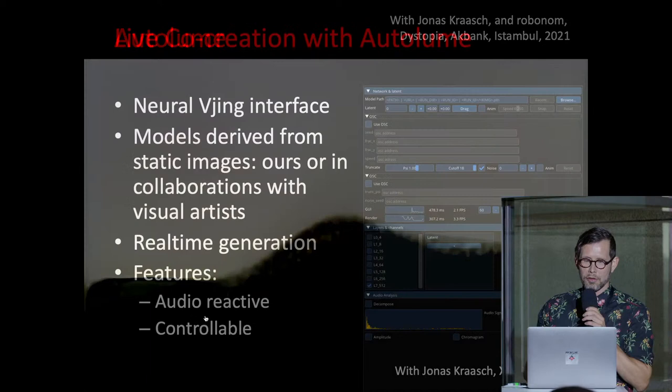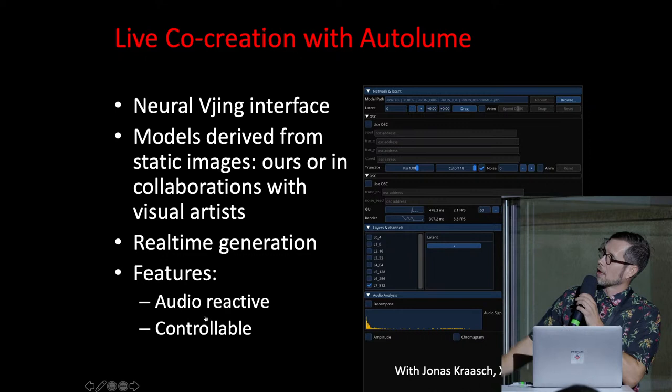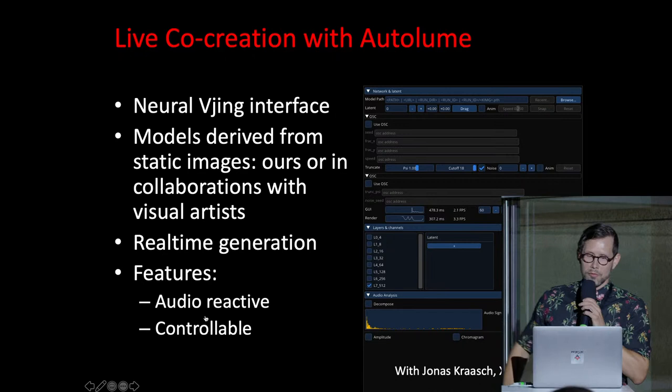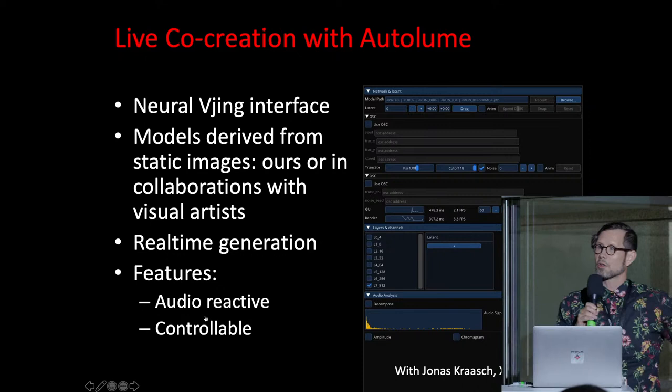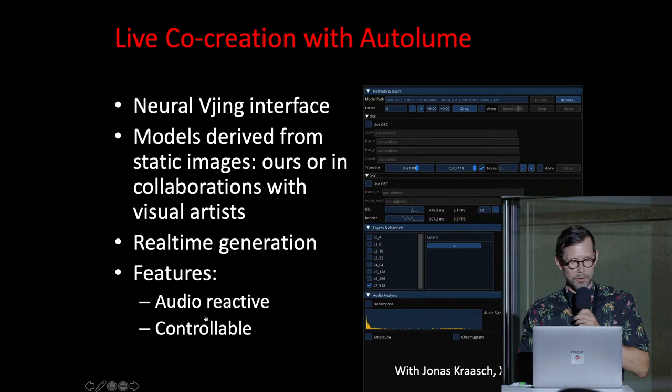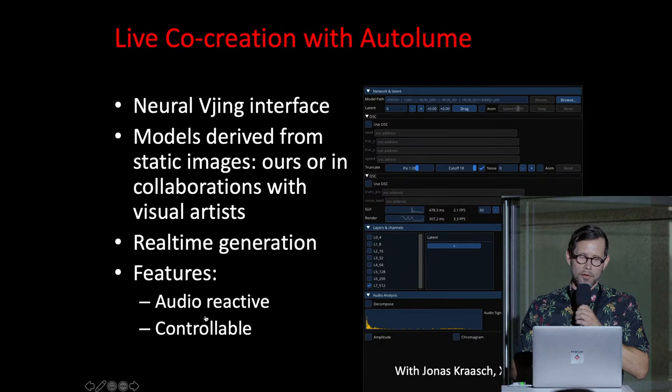So we showed some work during the pandemic in Istanbul, and during the pandemic as well, we developed the Autolume VJing interface, which allows you to load many models, and those models you can train on between 50 to thousands and thousands of images. We've been collaborating with artists, painters, graphists, taking their work and devising a model of their work. And then through mapping in the latent space of those GAN models, we're able to map the sound input and generate videos and animations of their own material. The models are audio reactive and controllable through the interface.